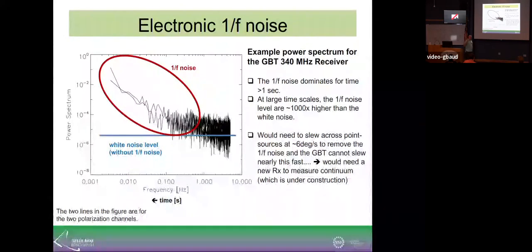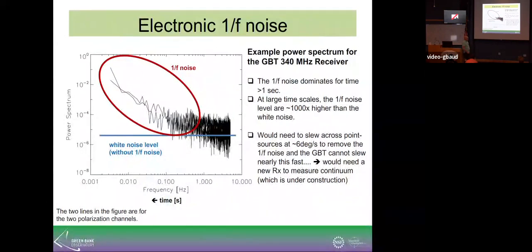A lot of times people say, "Oh, I'll do an hour observation on something, and I'll be able to go down." No, in an hour observation, your noise levels are so much higher than you would expect if you don't include this. If you want to mitigate this, you can sample the data really fast. For the GBT, for this particular case, to remove this 1 over F noise we'd have to slew at 6 degrees a second, which we can't do. The 20 meter can slew at 2 degrees per second, which is much faster than the GBT. So it's impossible with this current receiver to beat this 1 over F noise down.